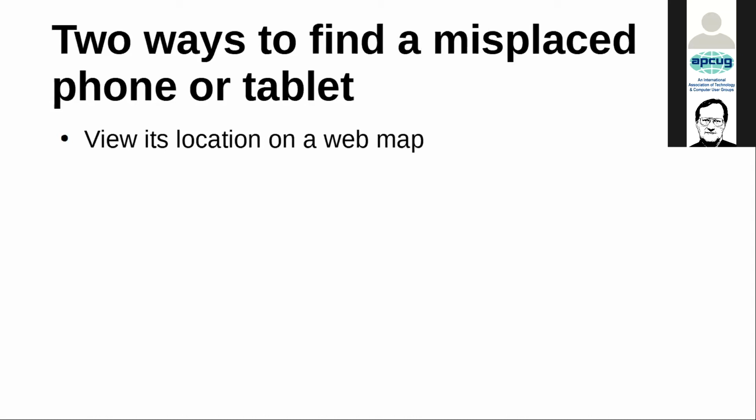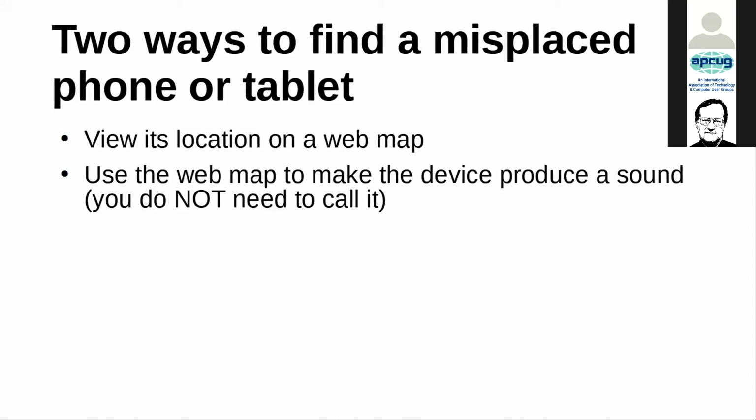First of all, there are websites that allow you to view the phone's location. And they may be accurate to within, actually, I have found often to within a few feet. You can also use the same web map that shows you where your phone is to make the device make a sound. You do not need to call it. If you find yourself in a situation where all you have is a computer or another portable device that is not connected to the phone network, as long as that other device is connected to Wi-Fi or some local area network, you can use it to force the missing device to make a sound.